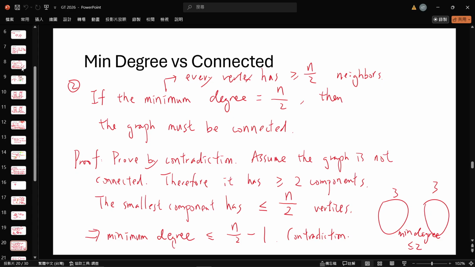We've given a proof based on contradiction. But as I mentioned last time, this proof cannot reveal too much structural information about the graph. So today we're going to consider a different approach to prove the same argument.